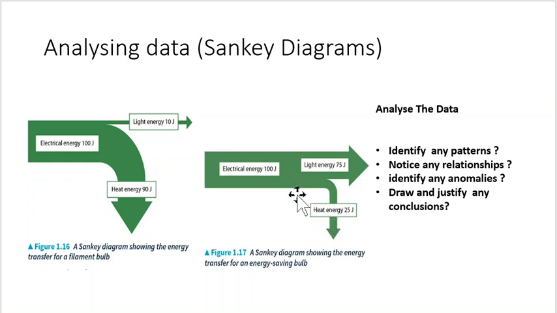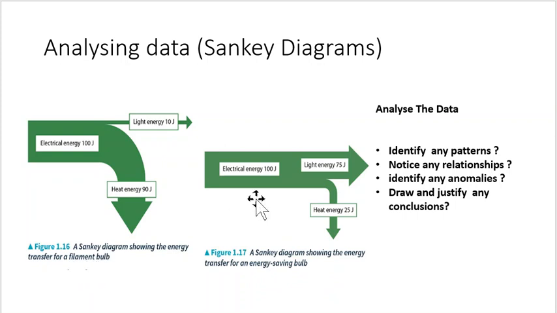Nearly 25% of the electrical energy is being converted into heat, and that heat just goes into the room. This is kind of a waste. It's waste energy that's not being used to generate light. So this here represents energy saving bulbs, and this here represents filament bulbs.